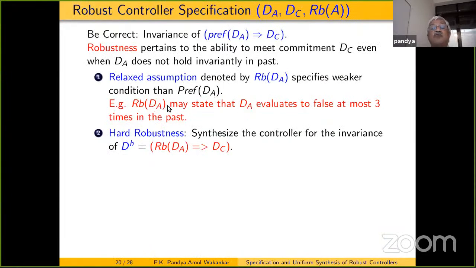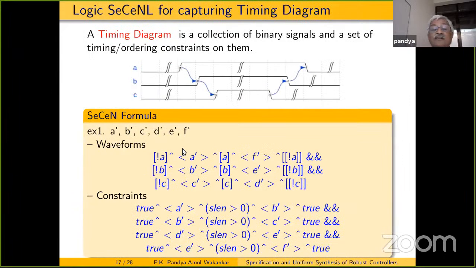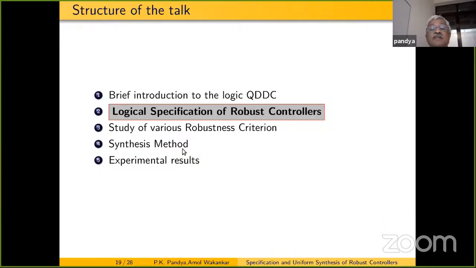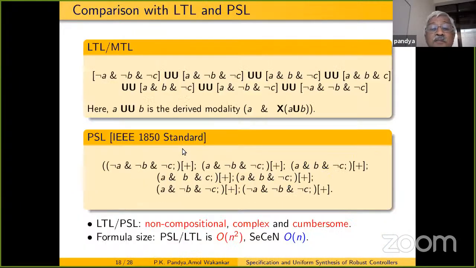prefix of DA, right? So RB of DA, here is an example. RB of DA may state that DA evaluates to false at most 3 times in the past. And what you want to do is synthesize a controller under this hard robustness requirement. That is, you want to say, if the relaxed assumption RB of DA is true, then I want to satisfy the commitments.